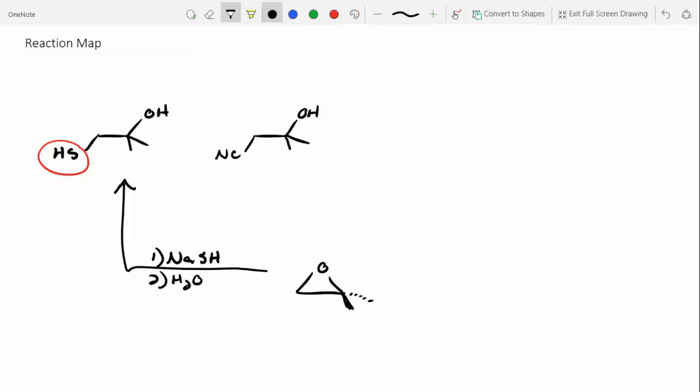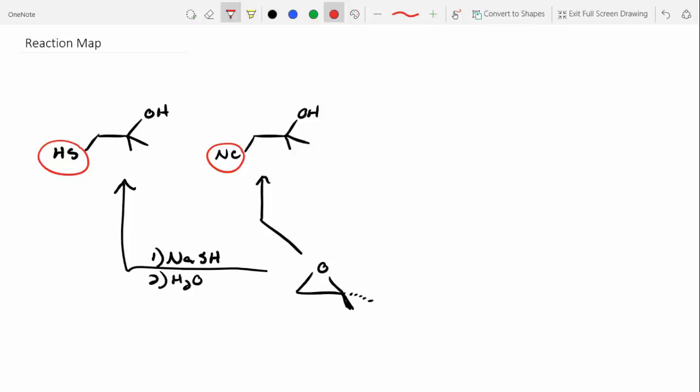All right, what if we want to make a nitrile that is beta to an alcohol? What reagents will we use? What do you guys think? Please don't say hydrogen cyanide. Why wouldn't we use hydrogen cyanide?